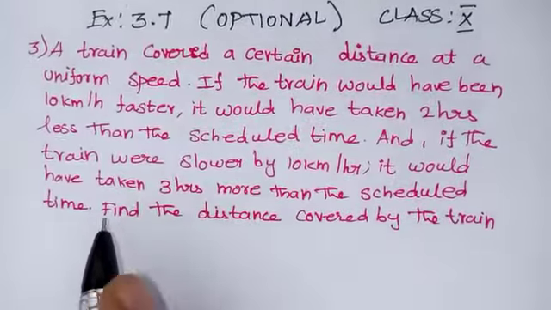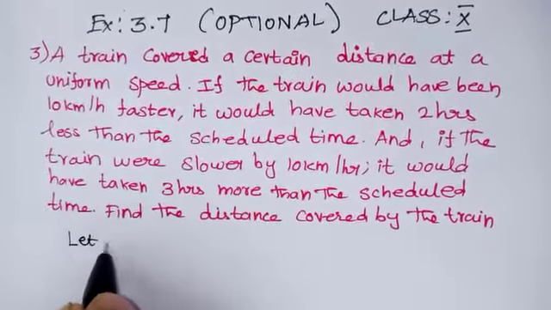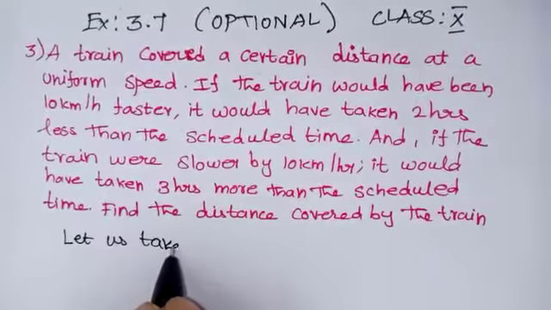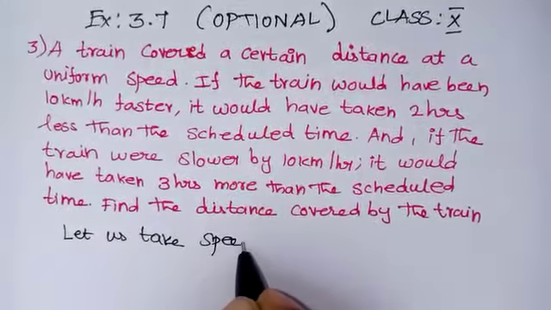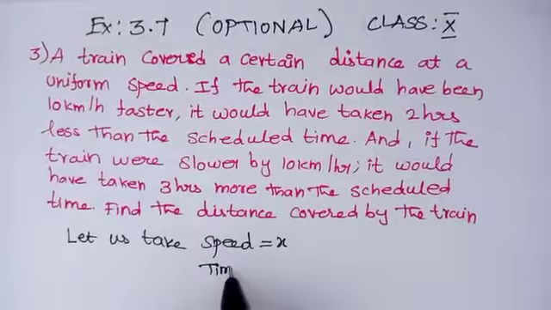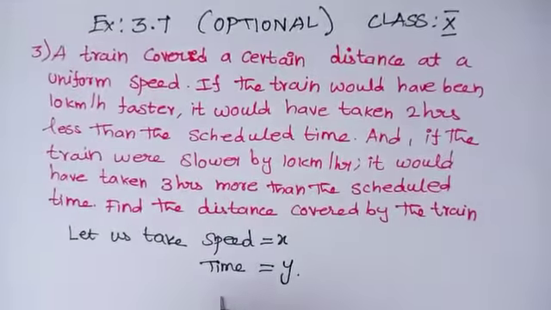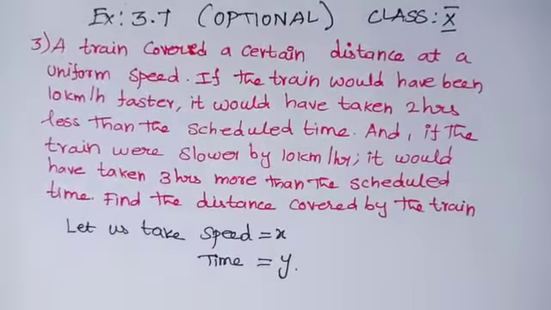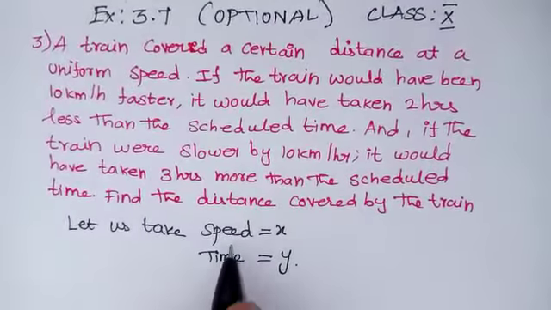So let us take the speed as x in the beginning, and let us take the time as y. The time is y, this is the usual time. This is the usual speed. So speed and time we have considered.